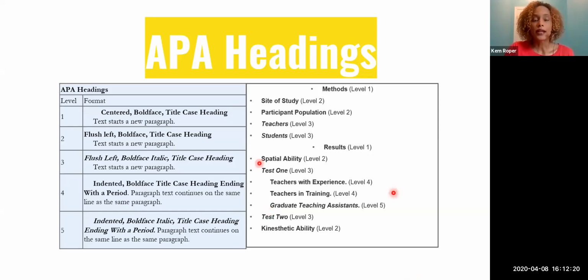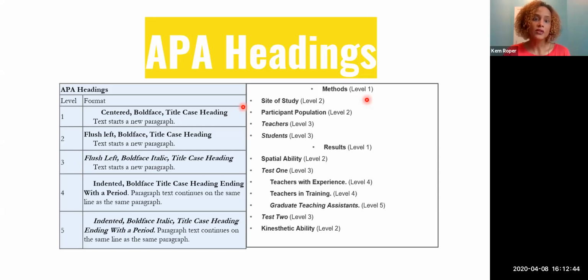The level 1 headings are those that will be pretty much standard in the paper. You will always need to have a method section and a results section and the other standard sections that are expected in an APA formatted paper. But the next level underneath each of those will be determined by what it is that you're exploring and to what level of detail you need to go.